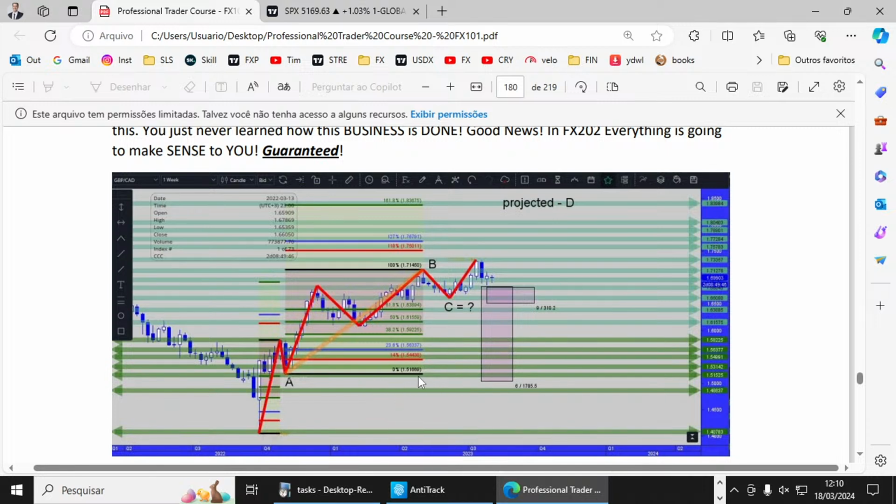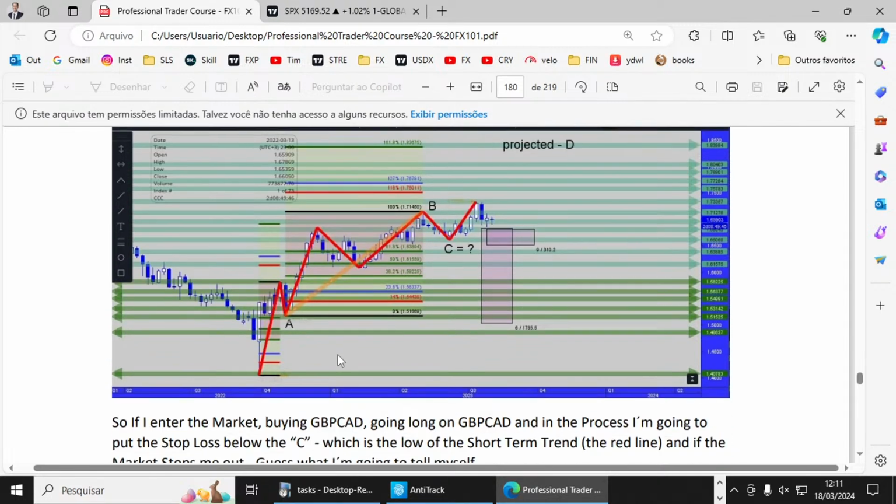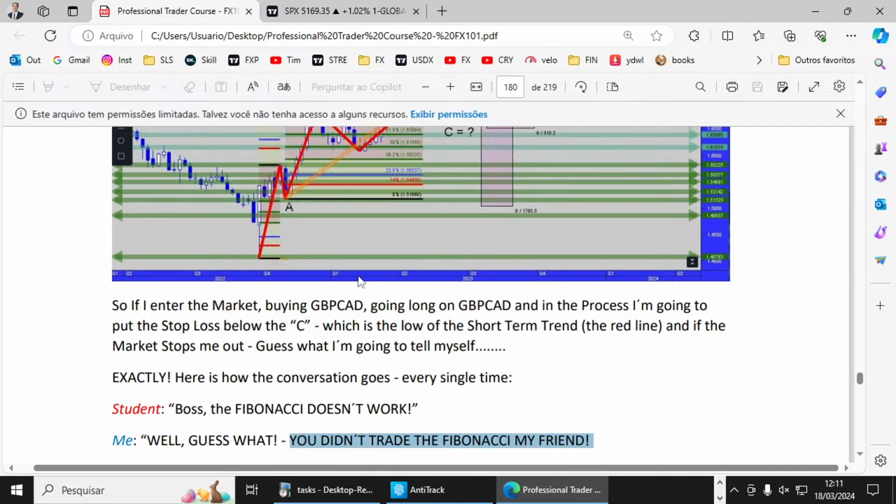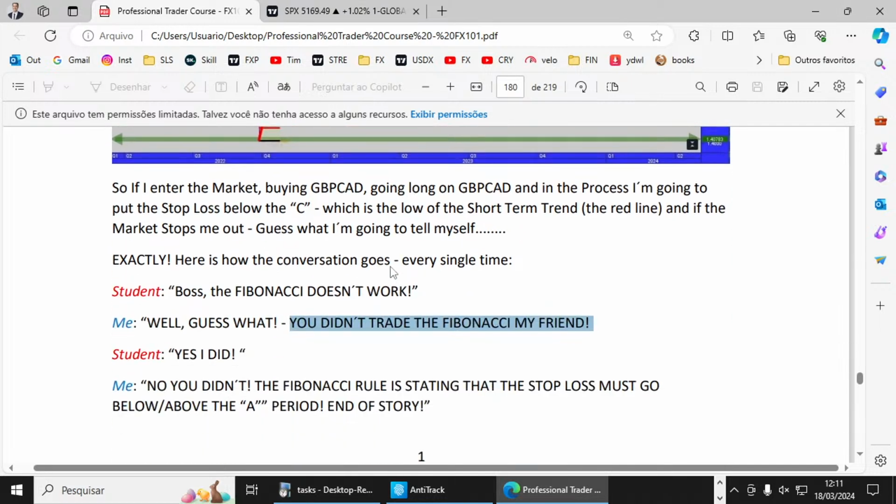In the Fibonacci mastery, you are going to learn risk management techniques. Alright, you are going to learn that risk-reward ratio is not an issue anymore, but still you need to obey the rules. Alright? Yes, but there is no yes, but. Stop loss goes below the A.